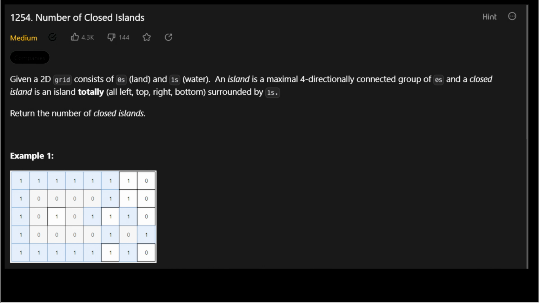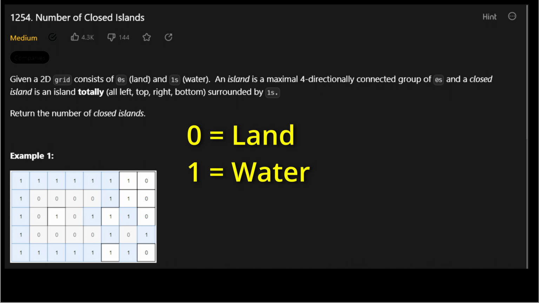Today's problem is 1254, Number of Closed Islands. We are given a 2D grid consisting of zeros and ones. The zeros are lands and the ones are waters. An island is defined by a group of lands linked horizontally and vertically. A closed island is an island that is surrounded completely by water on all sides.